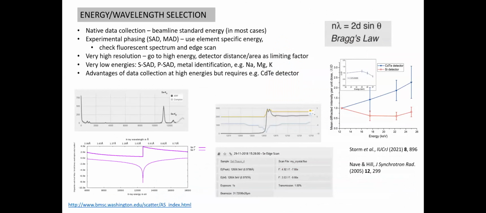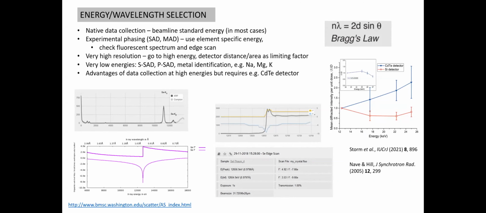So the other parameter we need to fill in our data collection form is the energy or wavelength, the famous lambda in Bragg's law. For native data collection, mostly use the beamline standard energy. In most cases, that's around 12 to 13 keV on a lot of beamlines, because beamlines have been optimized for these kinds of setups. And for historical reasons also, because when you had selenomethionine samples, getting data around the selenium edge was also one of the reasons.